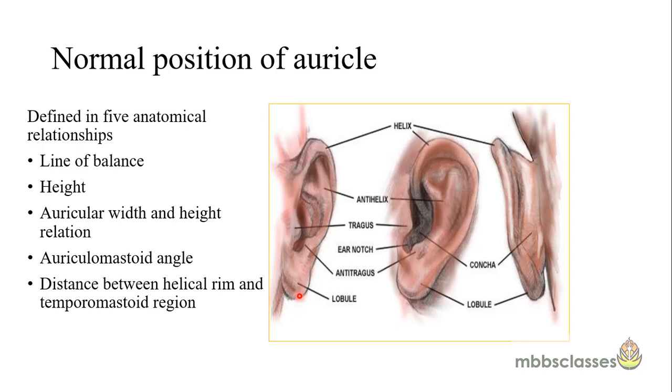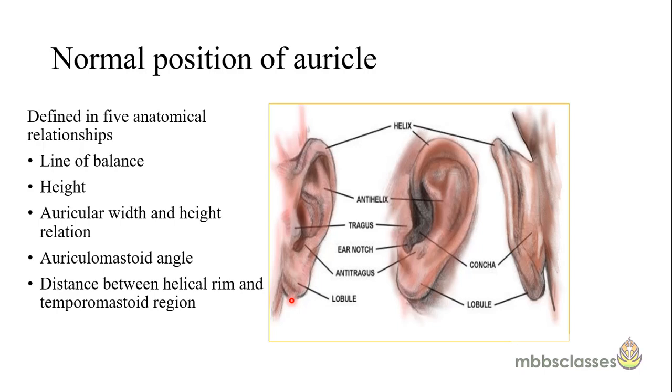One thing I would like to emphasize is that in infants the height is around 5 centimeters, and by 5 years of age the cartilaginous development is over, so the height reaches its maximum size by the age of 5 years. Next, for defining a normal position of the auricle, is the relation between the width and the height of the auricle. The normal auricular width should be approximately 55% of the height of the auricle.